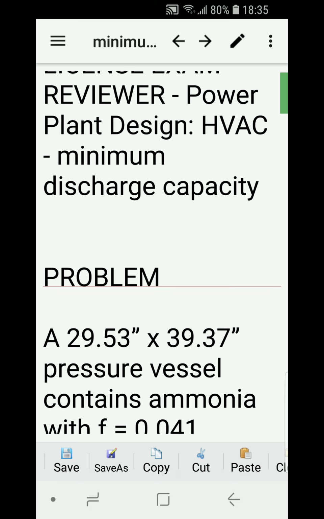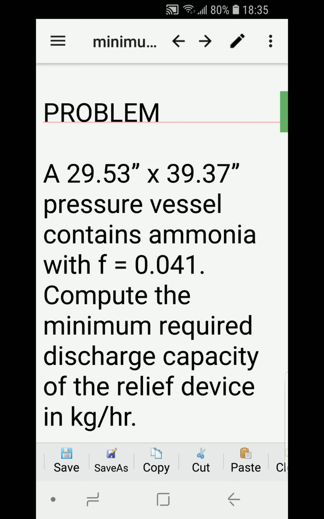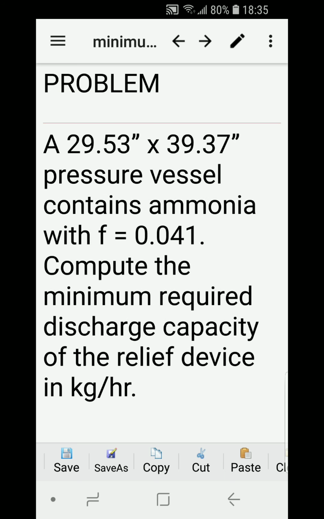The problem says, and please remember, if you have a problem, we have a solution. So the problem says a 29.53 inch by 39.37 inch pressure vessel contains ammonia with F 0.041. Compute the minimum required discharge capacity of the relief device in kilogram per hour.